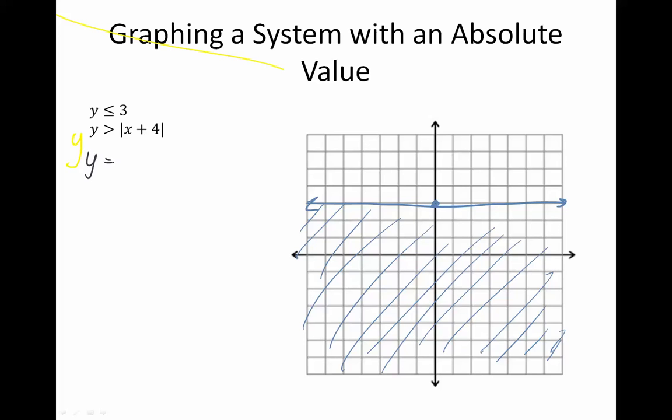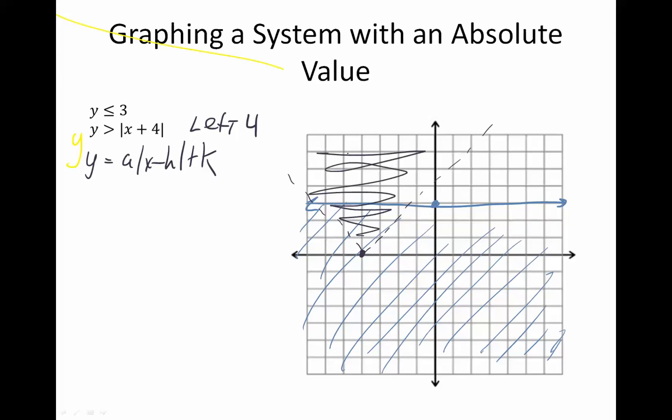Remember my formula is y equals a times x minus h plus k. So this is telling me to go left 4. So I go left 4, place a point. And then it's a dotted line, slope of 1. So that's going up like that. And this is going up like this. And this says to shade above it. So we're going to shade everything above.